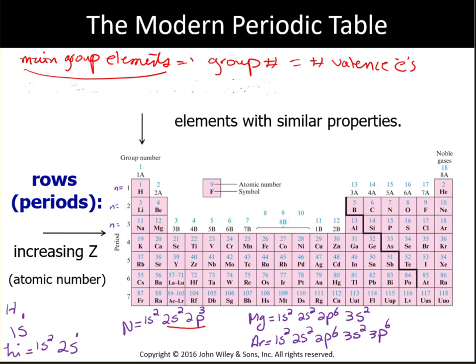Another example: if you look at magnesium, the electron configuration ends with 3s2. So your valence shell is the 3s, and magnesium is in period 3. Based on the electron configuration, the number of valence electrons is 2, and magnesium is in group 2. Same thing with argon. The valence shells are 3s and 3p, hence the reason argon is in period 3. The number of valence electrons based on the electron configuration is 8, and argon is in group 8 too.